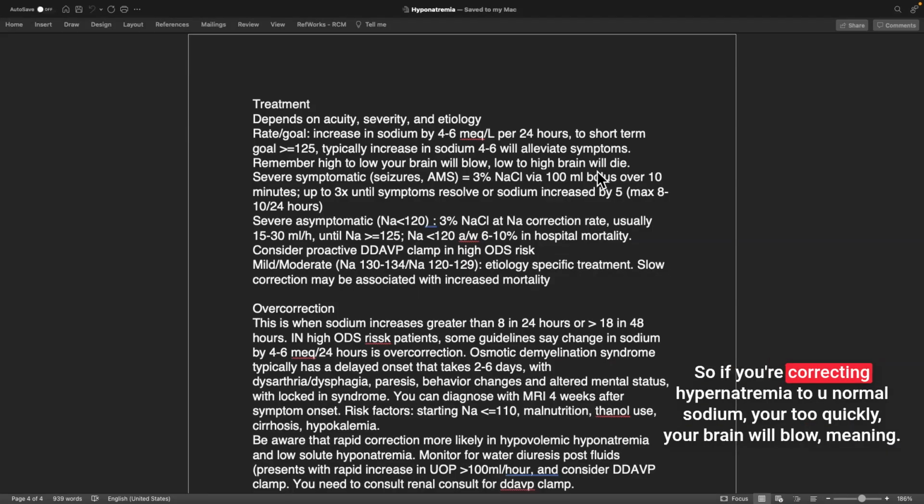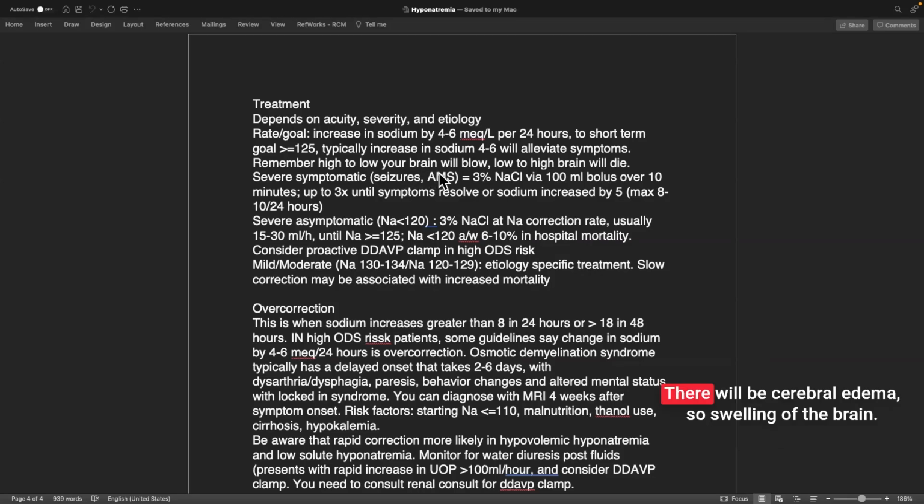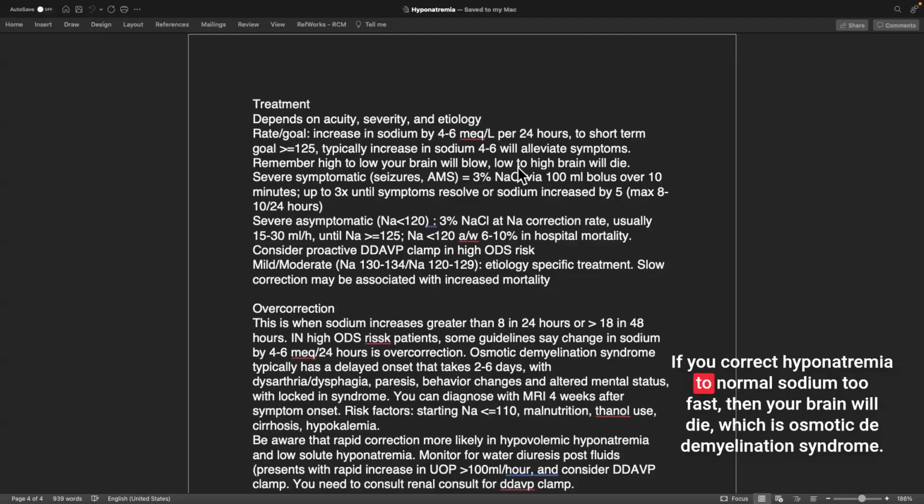So if you're correcting hypernatremia to normal sodium too quickly, your brain will blow, meaning there will be cerebral edema, so swelling of the brain. If you correct hyponatremia to normal sodium too fast, then your brain will die, which is osmotic demyelination syndrome.